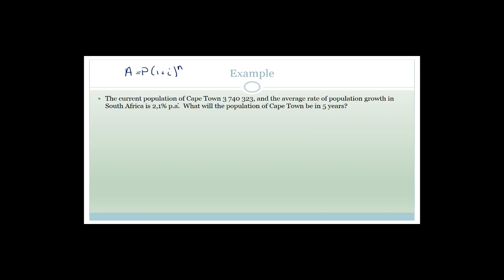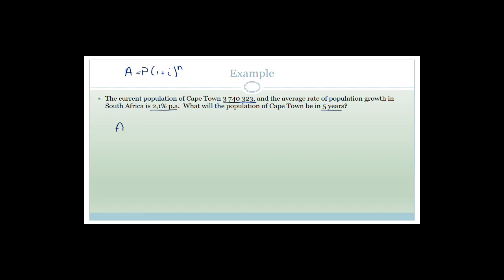It says the current population of Cape Town is 3,740,323. The average rate of population growth in South Africa is 2.1% per annum. What will be the population of Cape Town in 5 years? Obviously, this isn't perfectly accurate because the average rate of population growth of the whole of South Africa isn't that of Cape Town, but let's just use these numbers as an example.